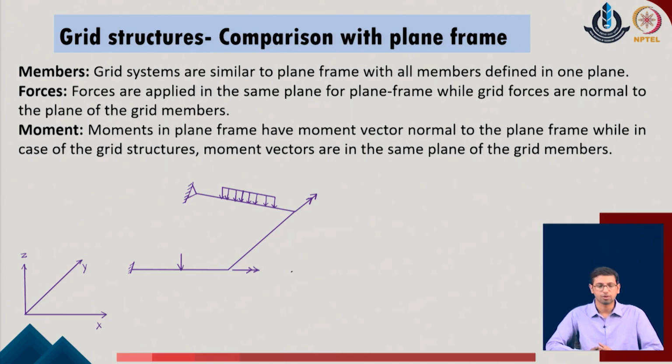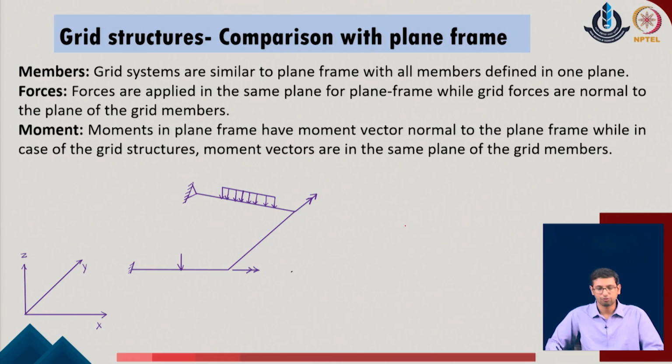So, now moving back to the given system, the grid structures are very similar to the plane frame, as we consider that in a given system both are like plane structures, the members are in a given plane only. The only difference lies in that the loading is either in the same plane, so we call it a plane frame, but if the loading is not in the same plane of the members, we call it a grid.